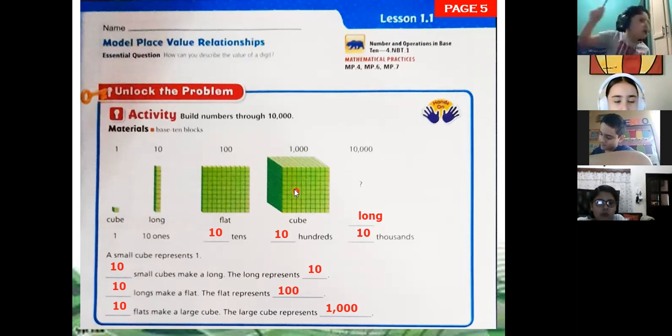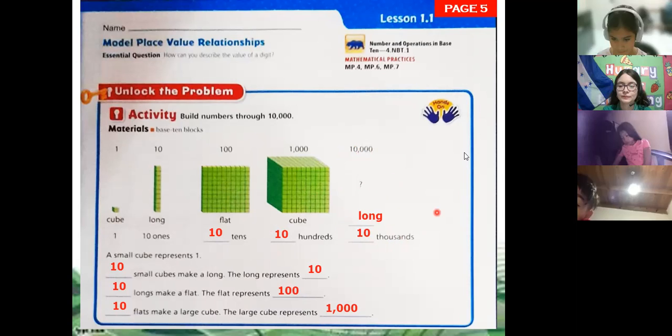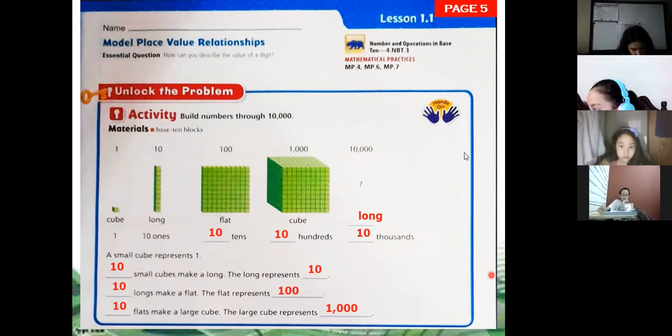Now to make a cube, we're going to use the flats, right? We're going to use this flat to make a cube. So we need 10 hundredths to make a cube. So it means that in order to have 1000, we need 10 hundredths. And then we need to make a lawn that is 10 thousandths. So we need 10 thousandths to make a lawn. Yes? Yeah, I understand now. Excellent. Now let's go to the next part of the page.